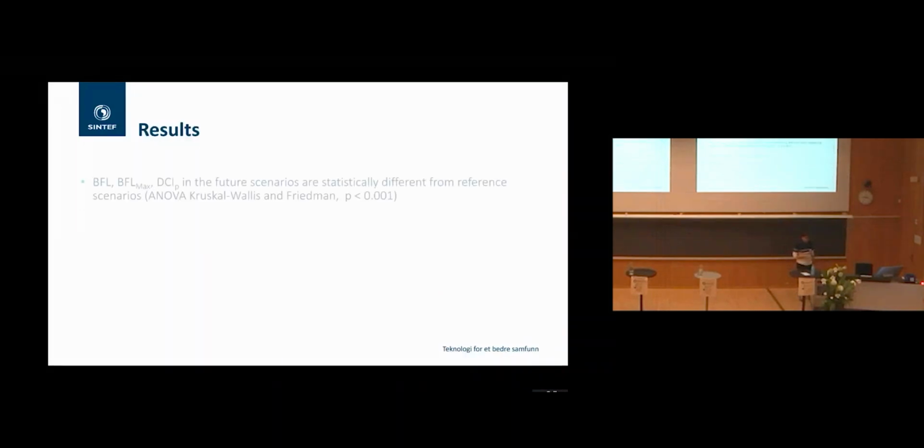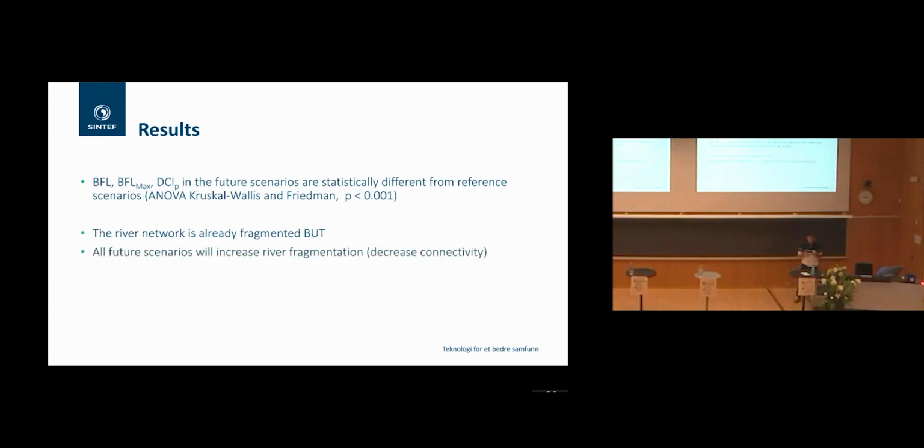So for the ones who like statistics, the scenarios were statistically different among them. And we can say that the river network is already fragmented, but if we build all the barriers, all future scenarios, whatever we build, the connectivity is decreased. Some areas are more impacted than others. So we saw the Adriatic catchments look like they are more impacted, there are more projects planned there. And small dams have a larger and more widespread effect. It's quite trivial because they are 90% of the new barriers.